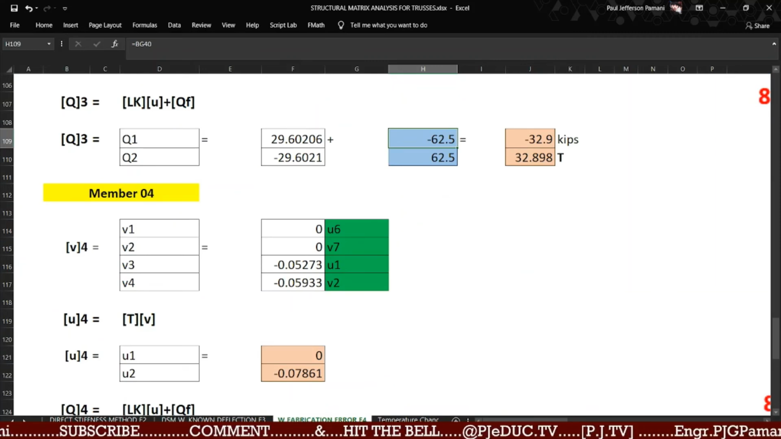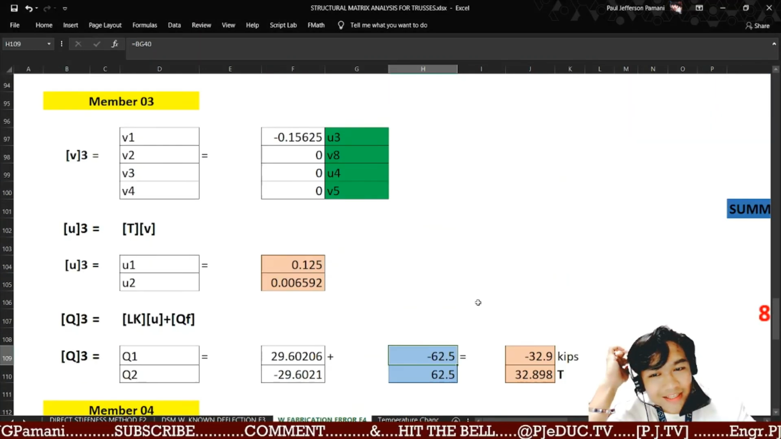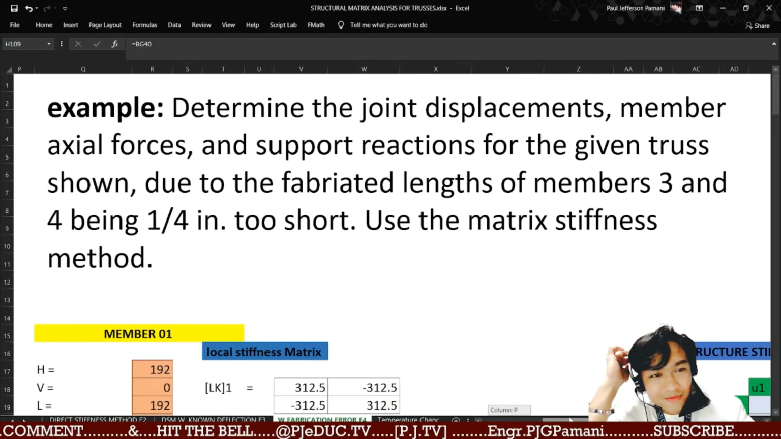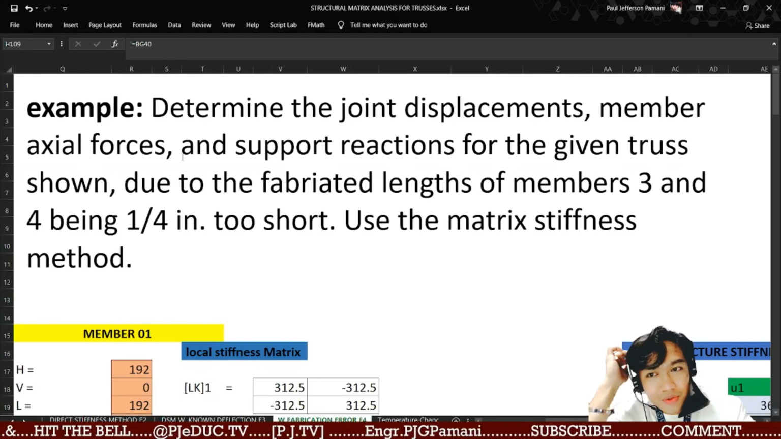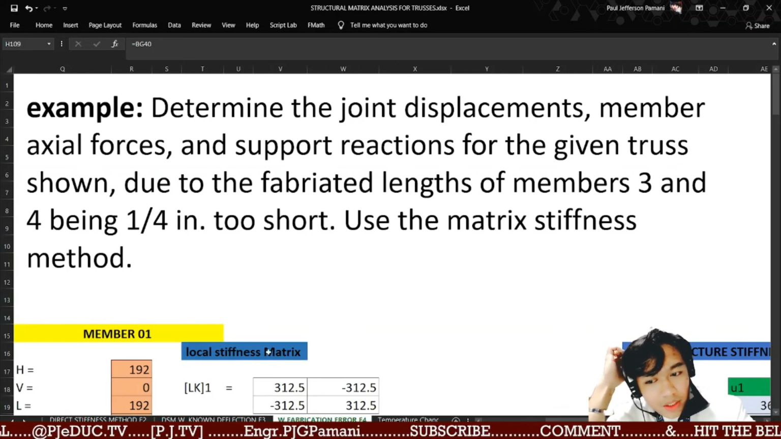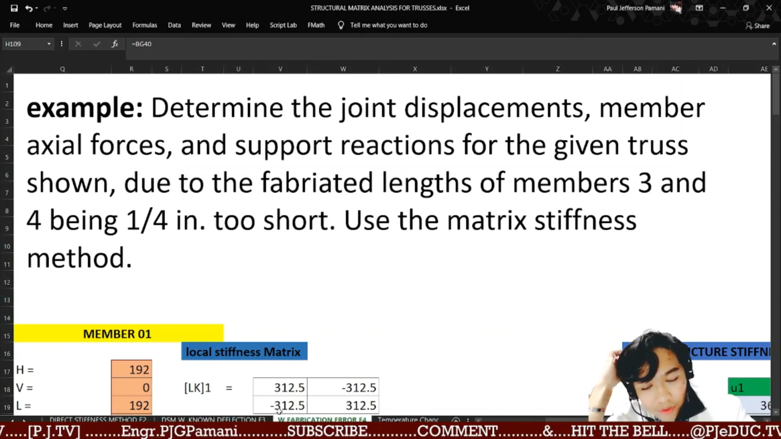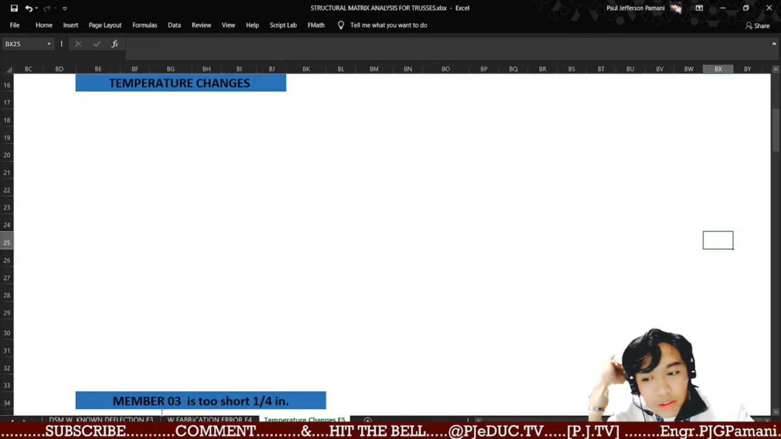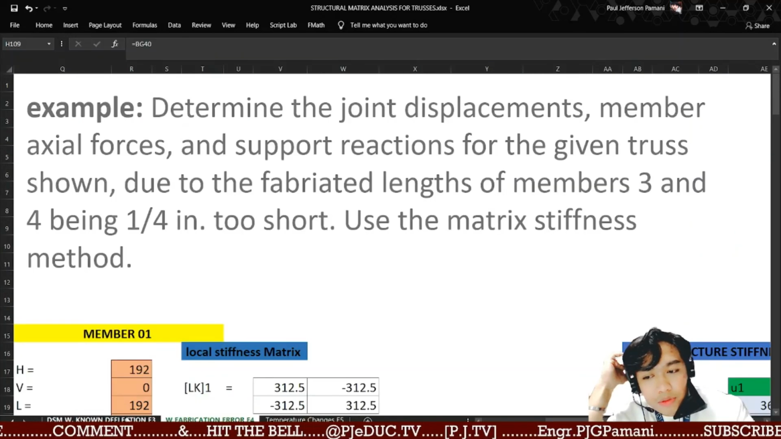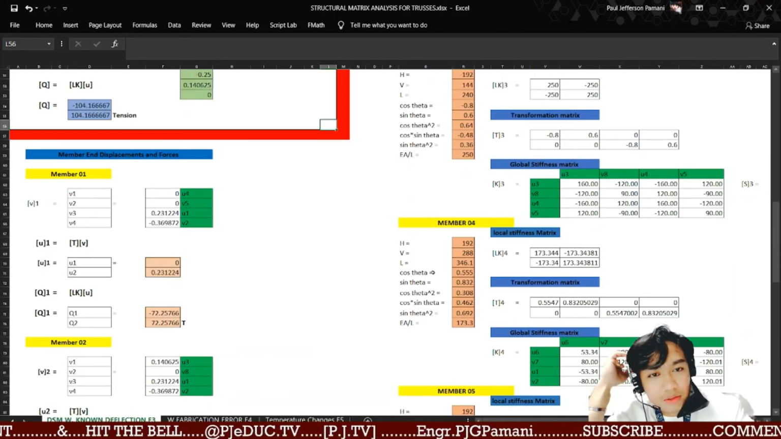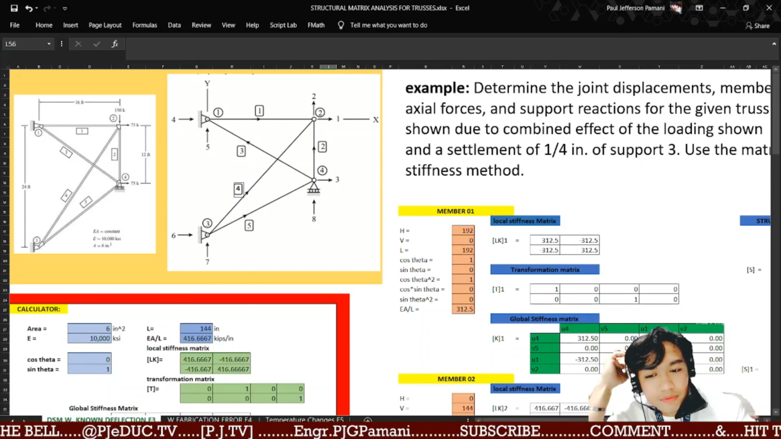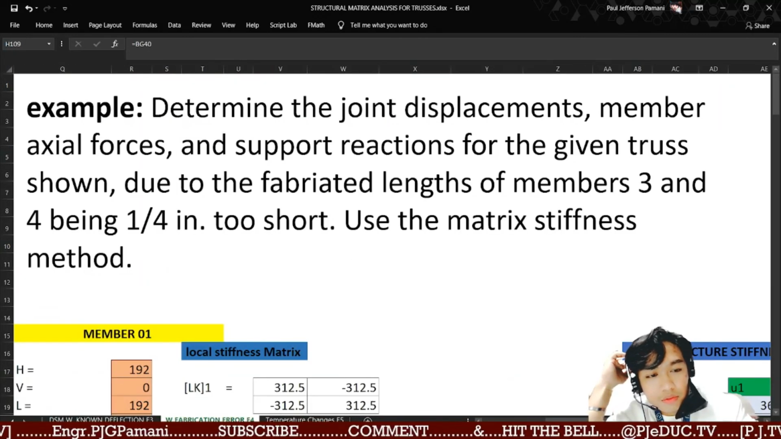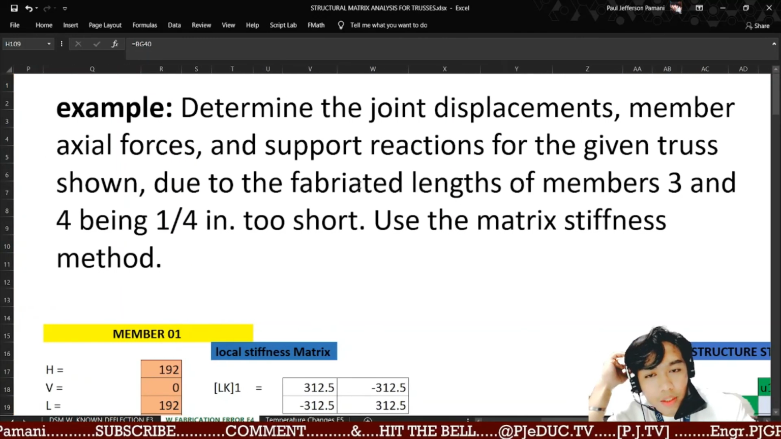Question. So, reviewin na lang, no? So that's your example problem for a fabrication error. Then with deflection, paano kung magkakasama na lahat yan? Tapos with temperature changes. Tapos, paano kung gawin nating 3D? Yung space trusses. So that's your example problem with fabrication errors.